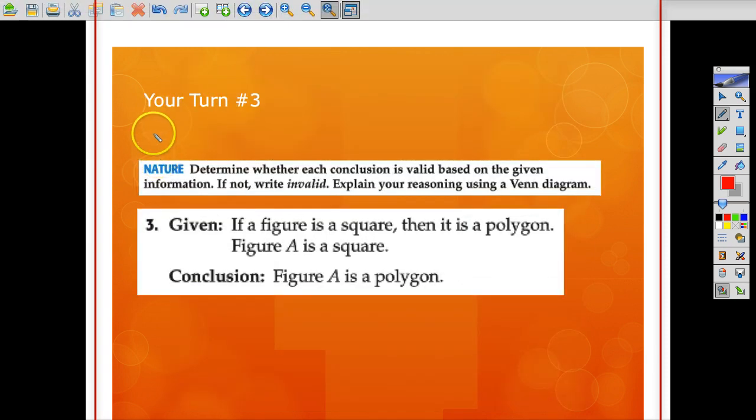All right, so here's your turn number 3. Determine whether each conclusion is valid based on the given information. If not, write invalid. Explain your reasoning using a Venn diagram. If a figure is a square, then it is a polygon. Figure A is a square. Figure A is a polygon. So let me know if this is valid or invalid, and draw a Venn diagram proving this.